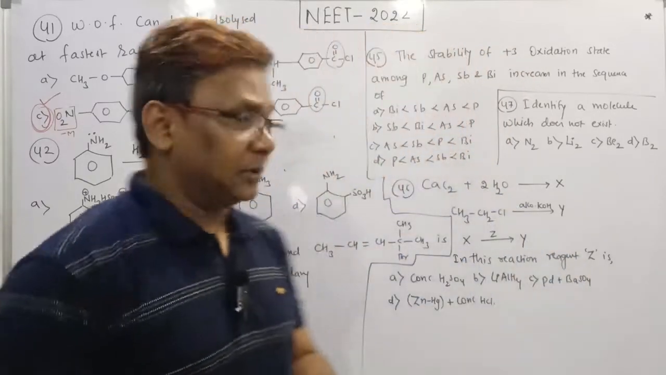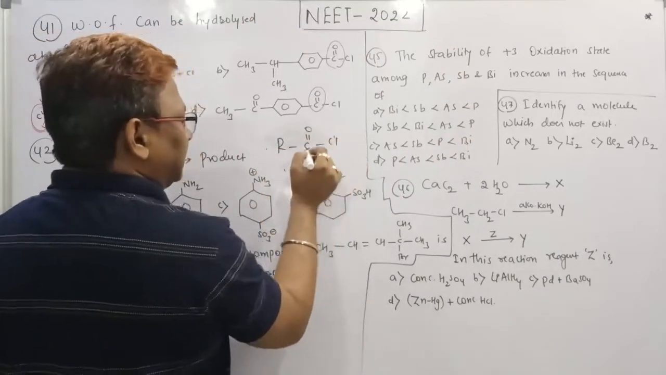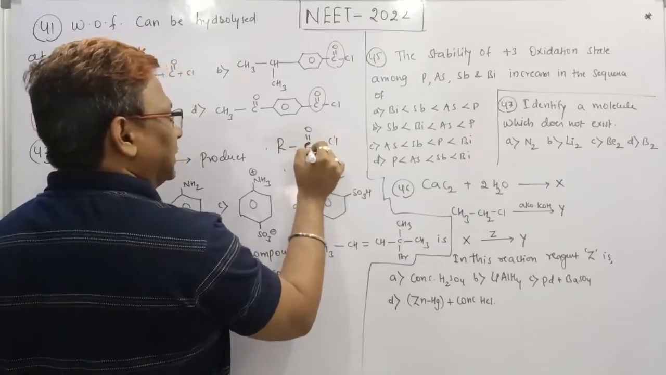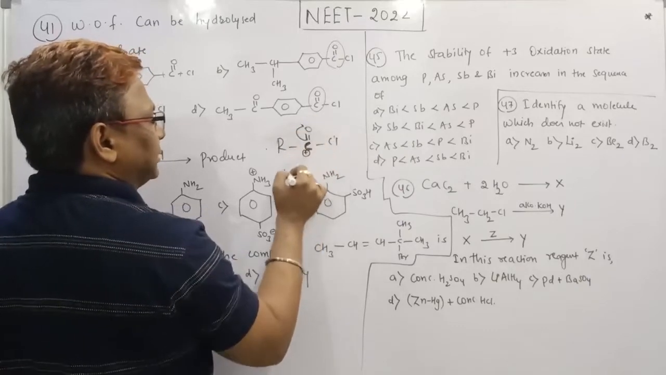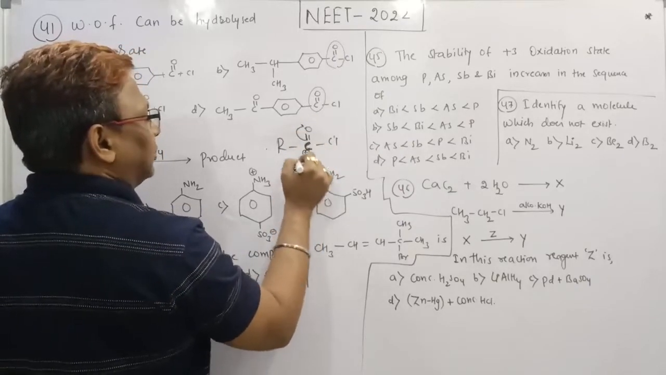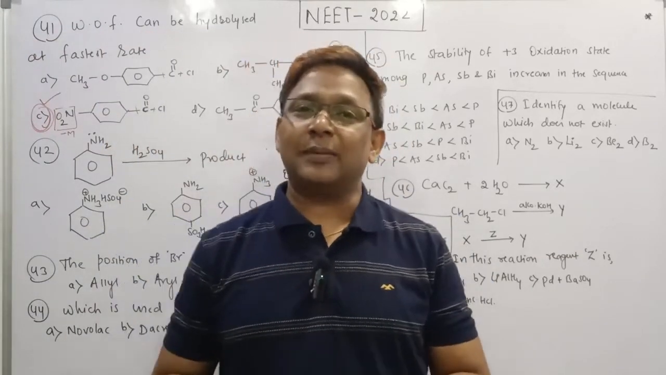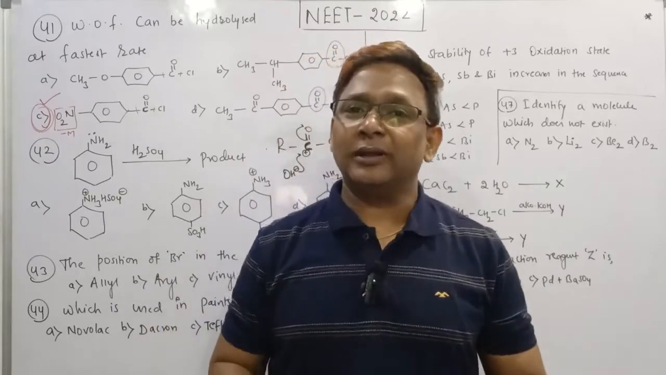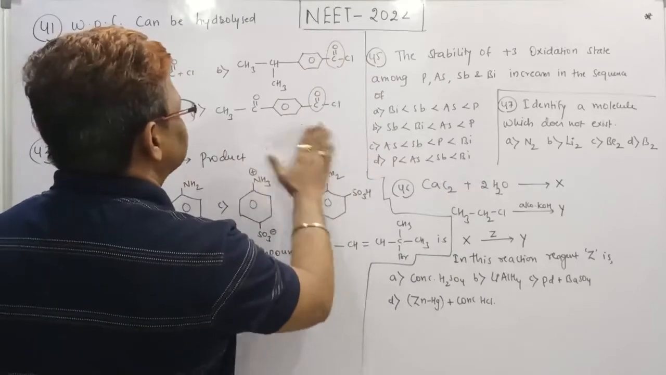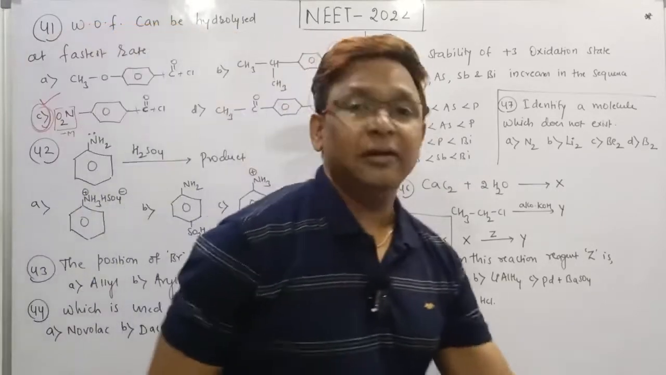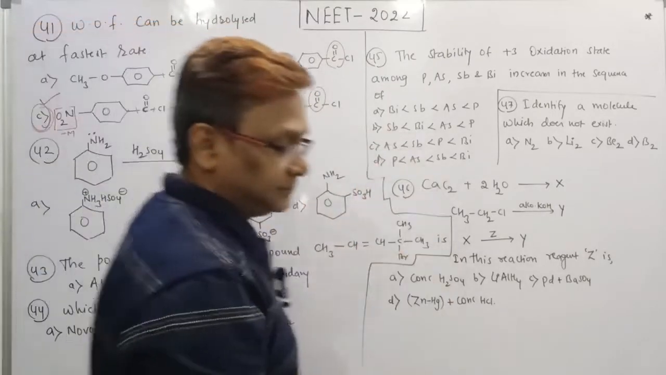an acyl group. In the acyl group, the group which can create the positive charge on this carbonyl carbon means here the pi bond will shift back, it will form the positive charge and OH minus of the water can attack over it. Means whichever can develop the positive charge on the carbonyl carbon, the water molecule can attack it easily. That means it can be hydrolyzed at the fastest rate, right? It can be hydrolyzed at the fastest rate.